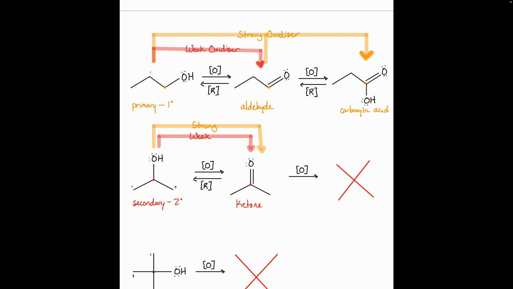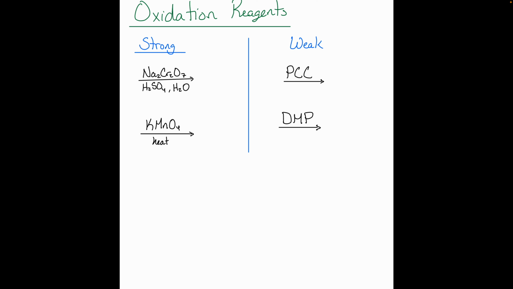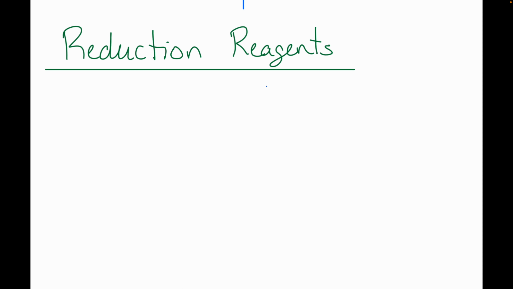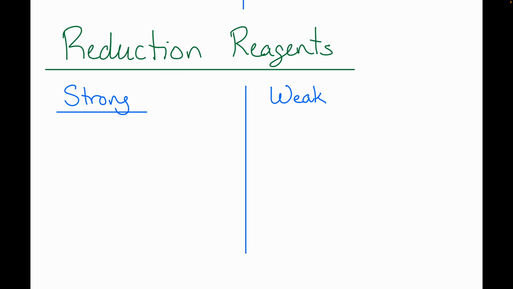All right? Likewise, we got similar categories. I didn't leave myself enough room. We got similar categories for our reduction reagents. All right, we're again going to throw these into these two buckets, strong and weak. Okay, our strong reducer is lithium aluminum hydride.